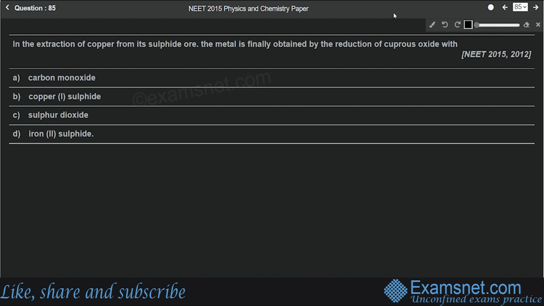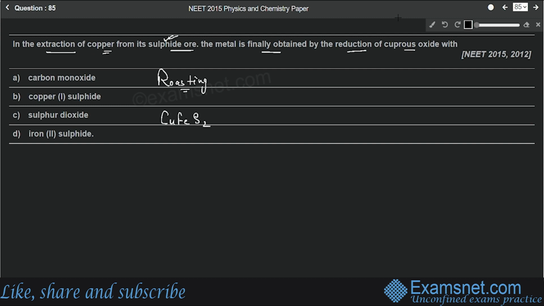Question number 85 is from the chapter General Principles and Processes of Isolation of Elements, and the question is, in the extraction of copper from its sulfide ore, the metal is finally obtained by reduction of cuprous oxide with. So for the extraction of copper from its sulfide ore, the process that we use is roasting. So it will react with oxygen to give the oxide. And the sulfide ore of copper that is generally used is copper pyrites. So let's see the reaction.